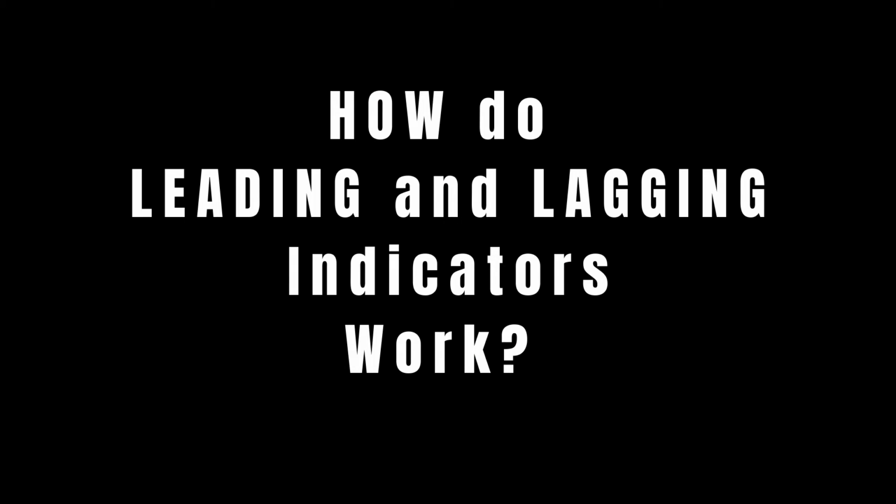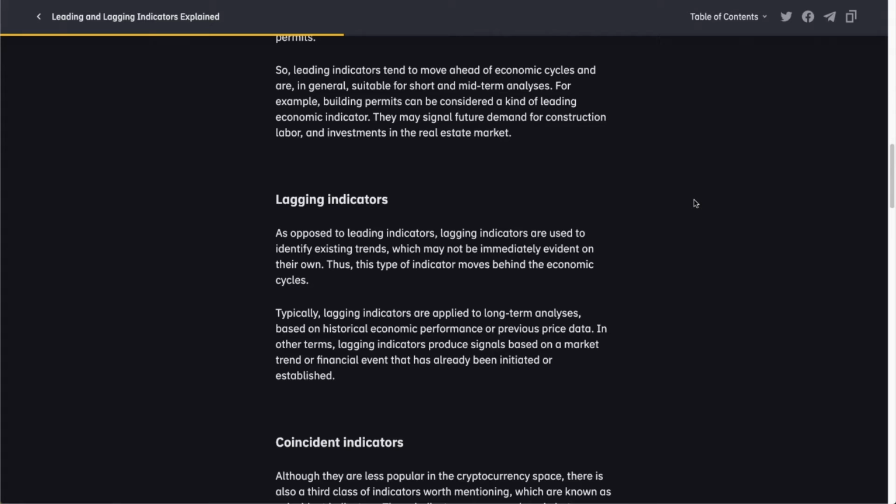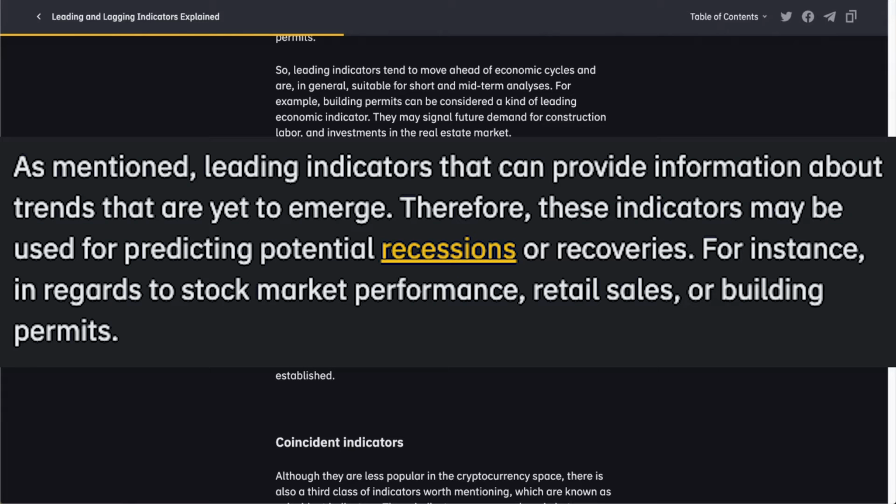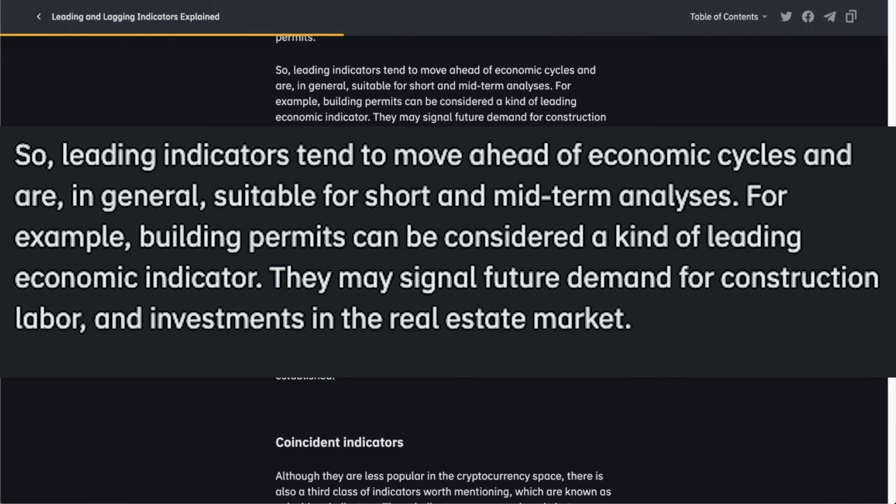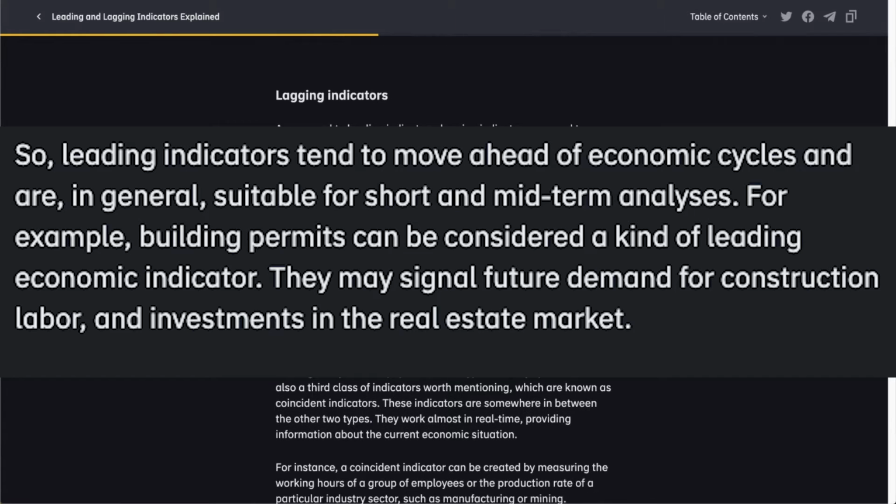So, how do leading and lagging indicators work? Let's start with leading indicators. As I mentioned, leading indicators can provide information about trends that are yet to emerge. Therefore, these indicators may be used for predicting potential recessions or recoveries, for instance, in regards to stock market performance, retail sales, or building permits. Leading indicators tend to move ahead of economic cycles and are in general suitable for short and midterm analysis. For example, building permits can be considered a kind of leading economic indicator. They may signal future demand for construction, labor, and investments in the real estate market.